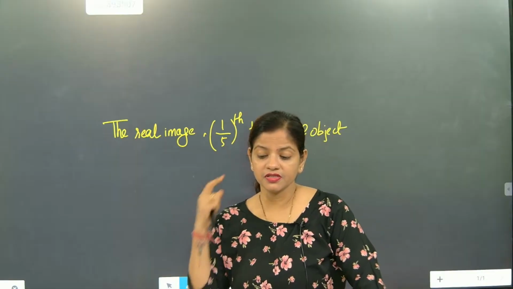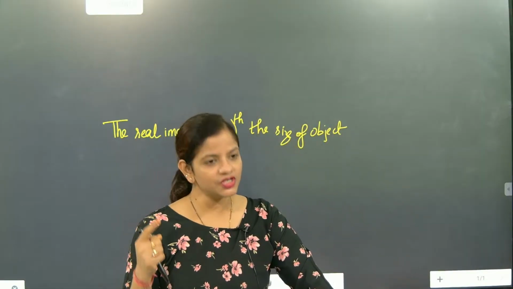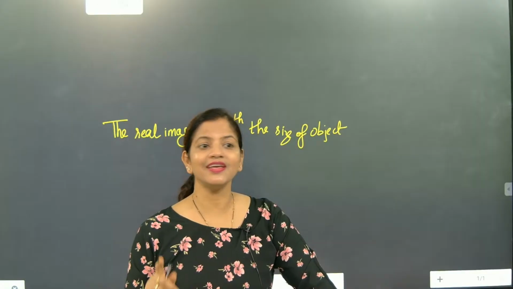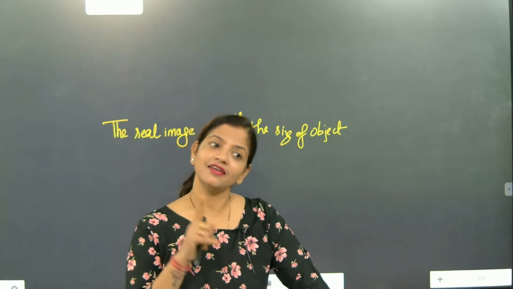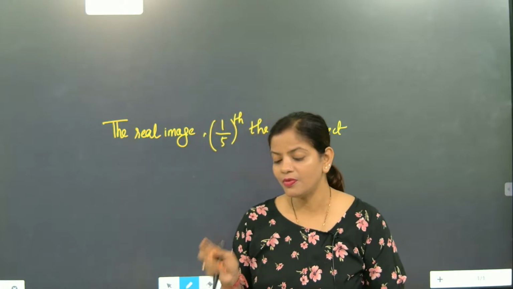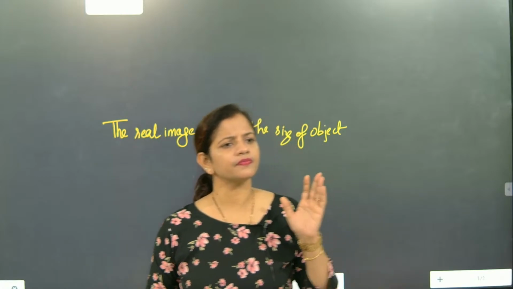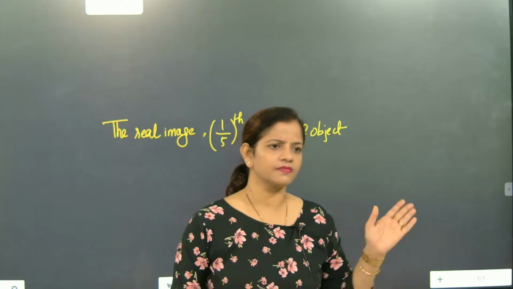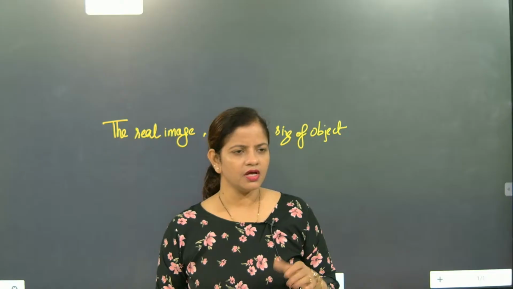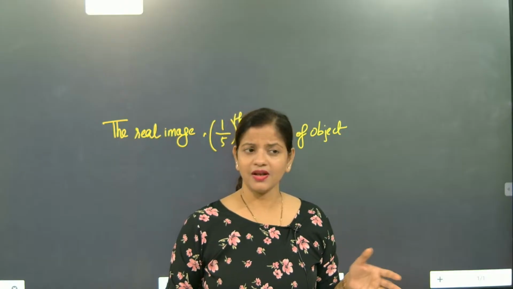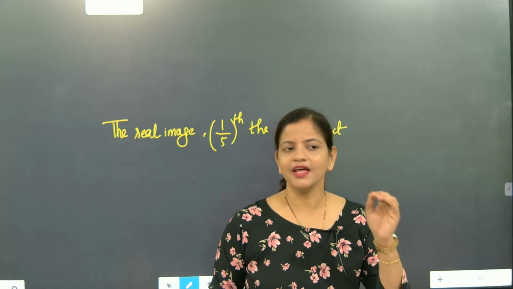The real image, see, what word have you heard here? Real image, beta. Real image means it is not erect. It is not virtual and erect. It is real and inverted. So 100% how many locations are there where it is real and inverted? At curvature, understood? At focus, and all locations, 5 locations it is going to be real and inverted.